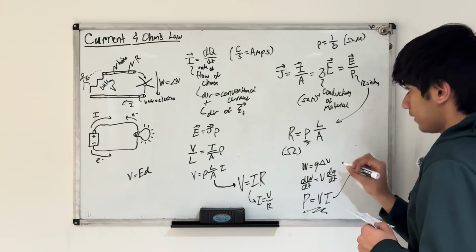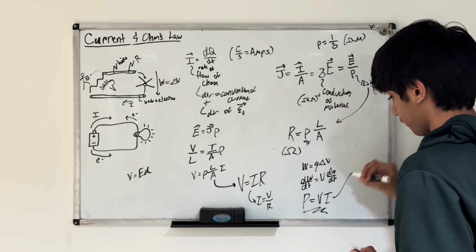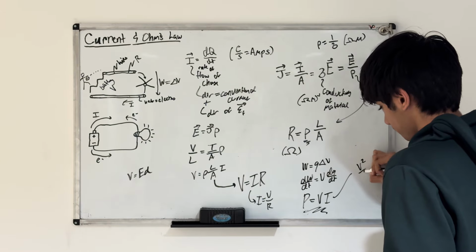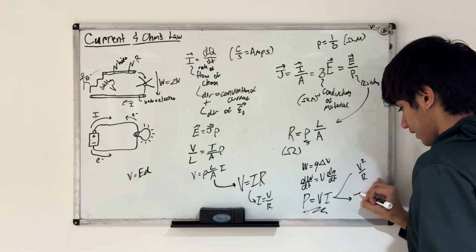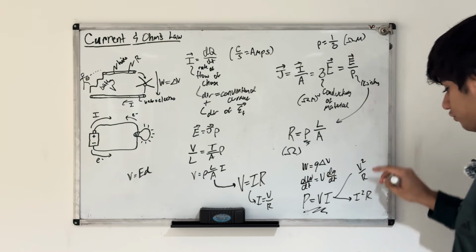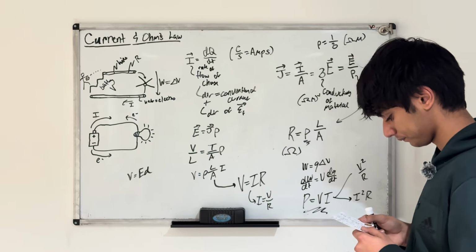We can also plug in the formula V equals IR into this. If we plug in I equals V over R, we get power is equal to V squared over R. Or we can plug in V equals IR, and we get I squared times R. These are just ways you can represent the same formula.